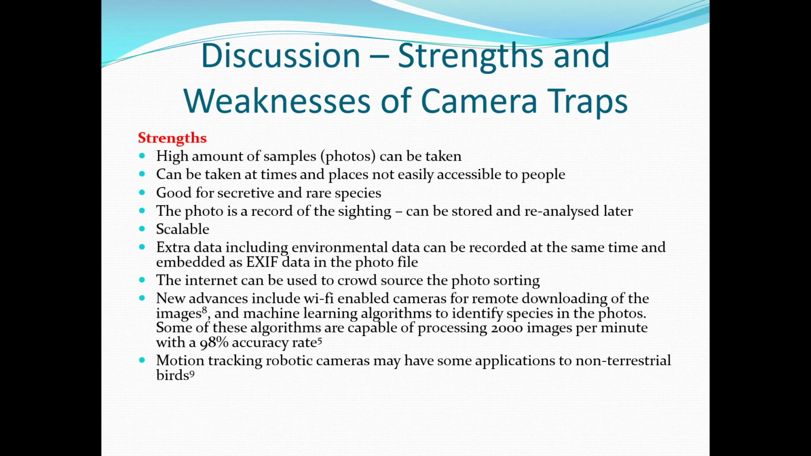Okay, so just quickly, as we're running out of time, the strengths and weaknesses. Strengths are a high amount of samples can be taken, particularly in very inaccessible areas, and particularly of hard to find, rare birds and secretive birds. There are a lot of new advances that are very exciting, particularly with machine learning algorithms that are able to identify species in the photos. They can process up to 2,000 photos a minute at a 98% accuracy rate, so the tests there are very promising. There are also Wi-Fi enabled cameras to download the images remotely, and motion tracking cameras in development as well.